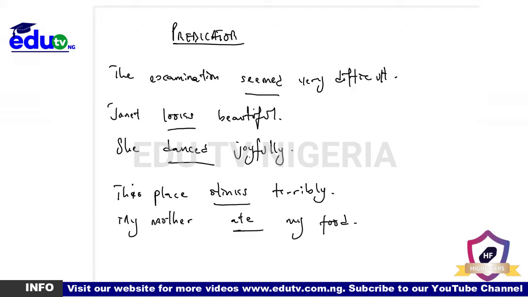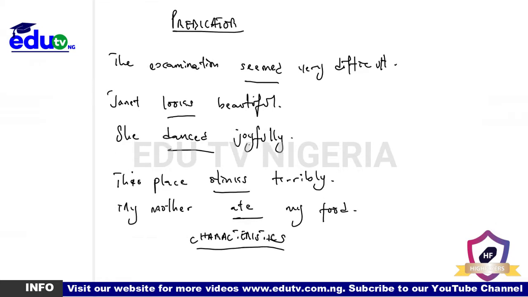So all of these items that have been underlined here are what we know as the predicator in a sentence. As you can see, seemed is the predicator of the first, looks of the second, danced of the third, stinks of the fourth, and ate of the fifth. So let's go straight to the characteristics of the predicator. I hope you're enjoying the class. I believe you are.